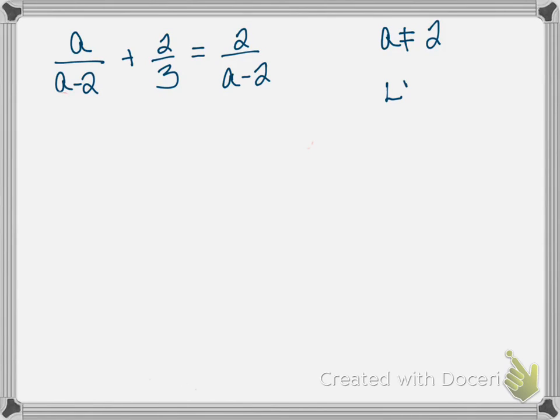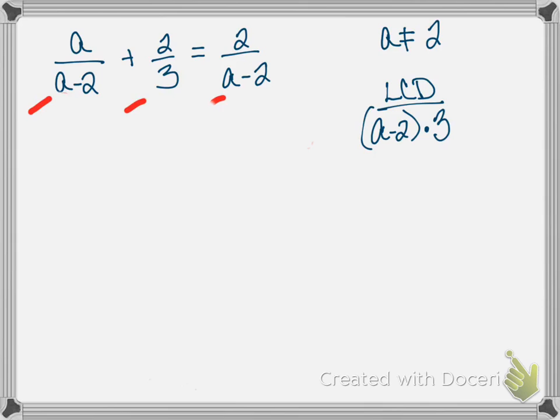I am going to identify my LCD. Okay, what's my denominator here? Good, A minus 2. Okay, so I'm going to write that down. What's my denominator here? Do I already have a 3 in my LCD? No. So I've got to write down times 3. Okay, what's my denominator here? A minus 2. Is it already accounted for? Yes. So I don't have to write it down again.